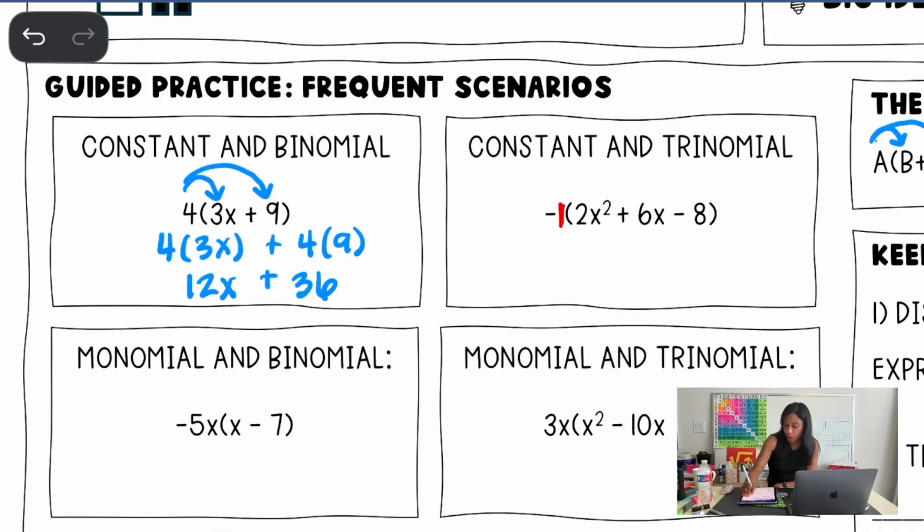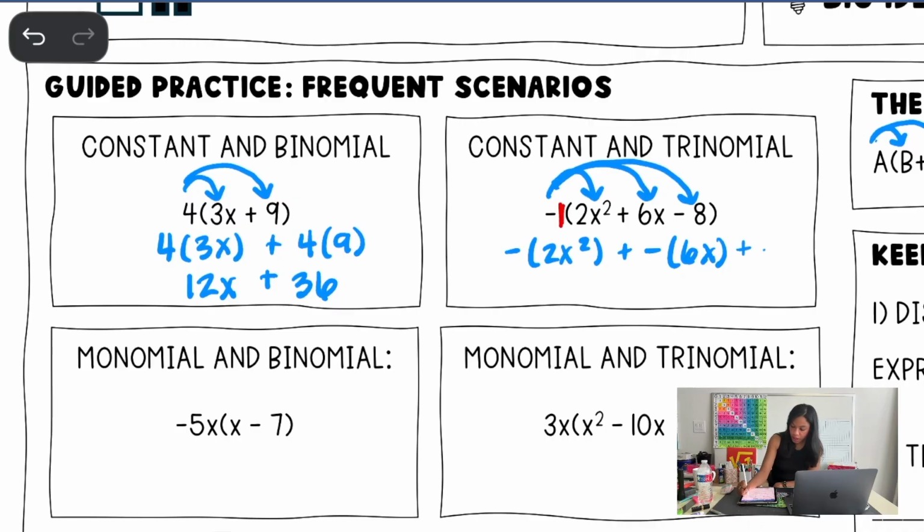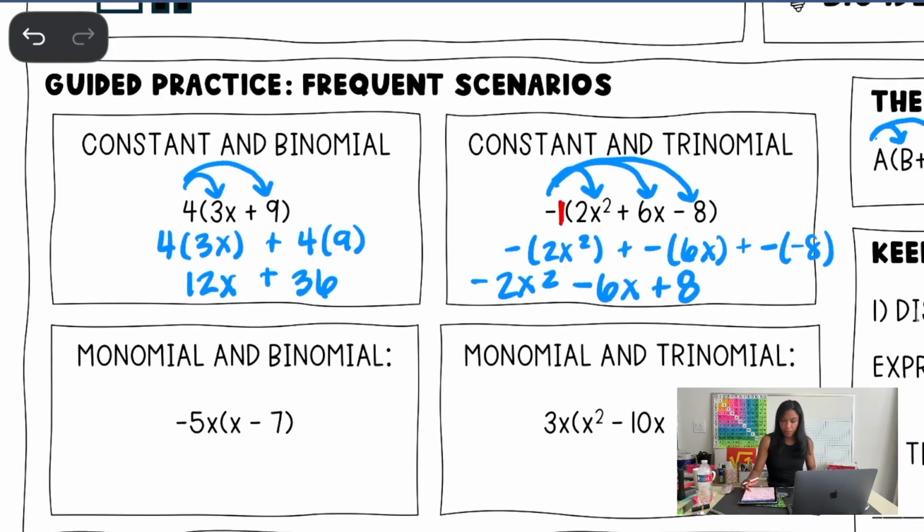So I would multiply -1 times 2x squared. So opposite of 2x squared plus the opposite of 6x plus the opposite of -8, which seems a little wonky, but we've got it. Opposite of 2x squared is -2x squared, obviously. Opposite of 6x is -6x, and the opposite of -8 is going to be +8. All right, moving right along.